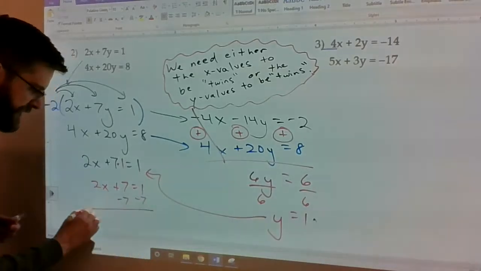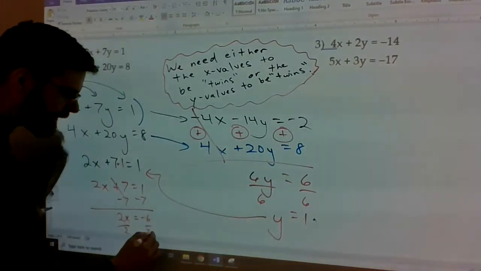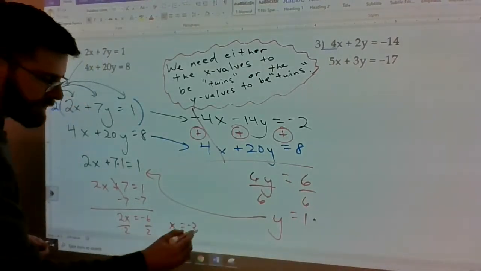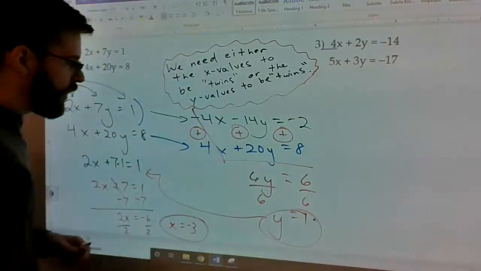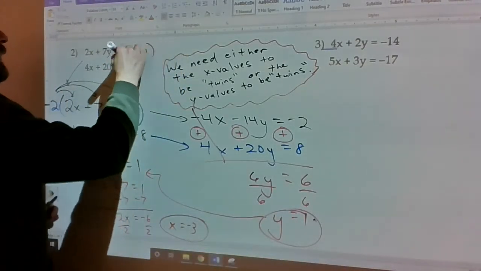So 2x plus 7 equals 1. Subtract 7 from both sides. 2x equals negative 6. Divide by 2. Yeah, x equals negative 3. So x equals negative 3, y equals 1. Our final answer is going to be negative 3 comma 1.